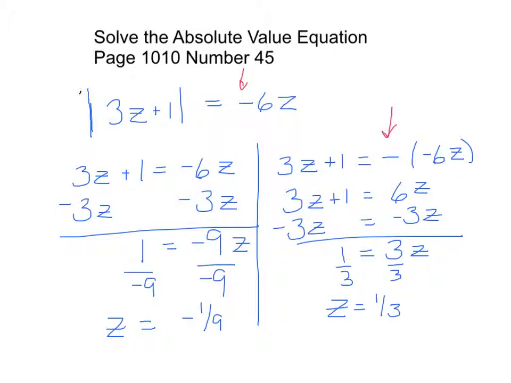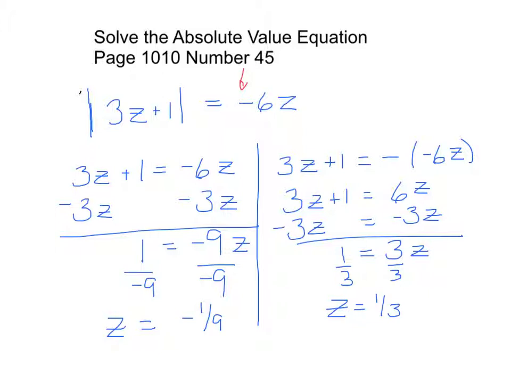Now, because I had variables on both sides, I definitely need to check these answers. So to check them, I'm going to put them back in for z in the problem. So let's check my negative 1/9 first. I'm going to have to write kind of small. In fact, let me see if I can erase that.